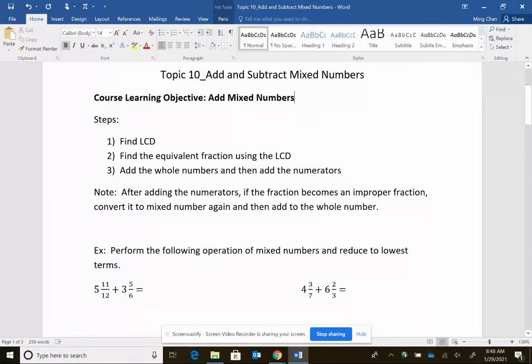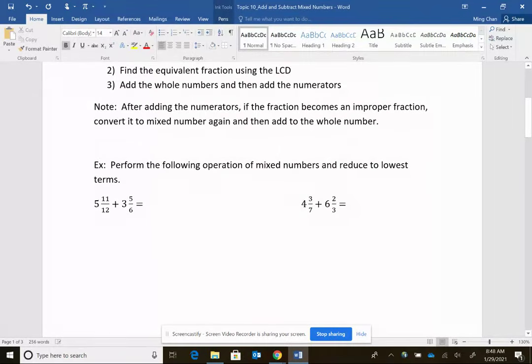Once we add up the whole numbers and add up the numerators, what happens sometimes is that after adding the numerators, the fraction portion of the answer becomes an improper fraction. Then what we got to do is convert it to a mixed number again. Then the extra whole numbers that we come up with, we're going to add back to the original whole number answer. Let me show you. It's a little bit weird after the third step.